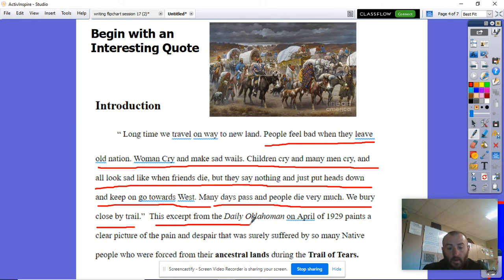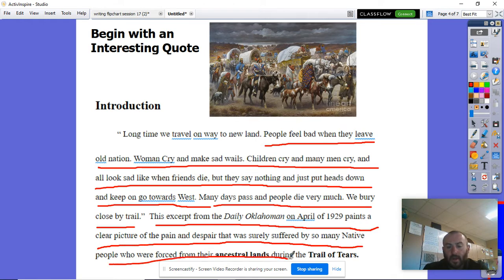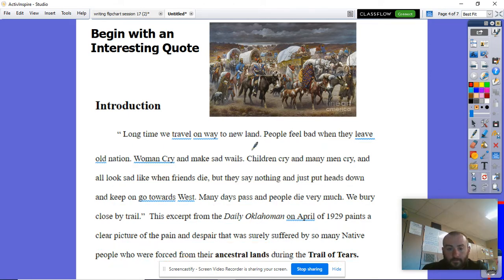This excerpt from the Daily Oklahoman on April of 1929 paints a clear picture of the pain and despair that was surely suffered by so many native people who were forced from their ancestral lands during the Trail of Tears. Okay, and as you can see here, this is where I start my quote using a quotation mark, and that means that I got this from somebody else.